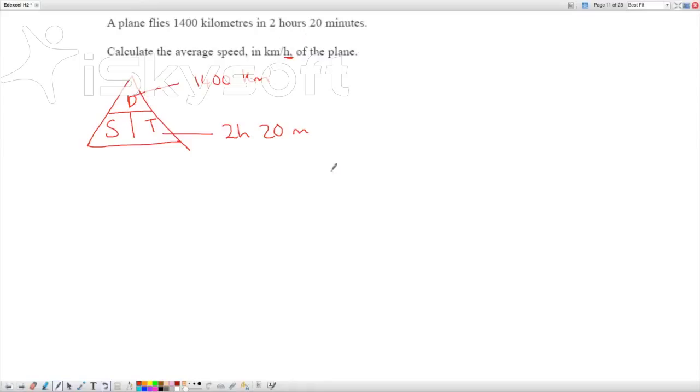Okay, so there are a number of ways we want to do this. We might want to convert it all to hours. Here we've got our kilometres. There are a number of ways you need to be able to find the speed. So we could change this first to minutes, 140 minutes, 2 times 60 plus 20. And we could do our distance divided by our time in minutes, and then times by 60 to convert back to hours, which gives us 600 kilometres per hour.